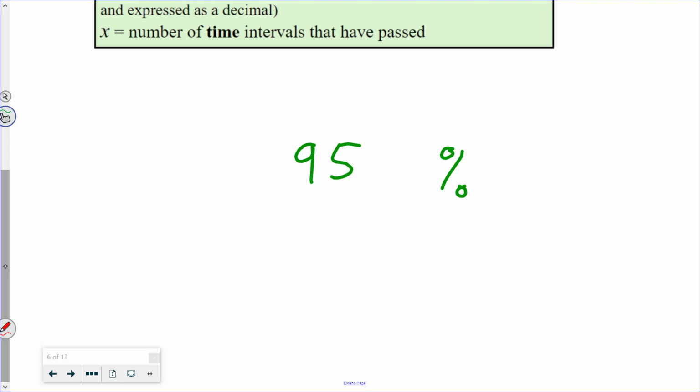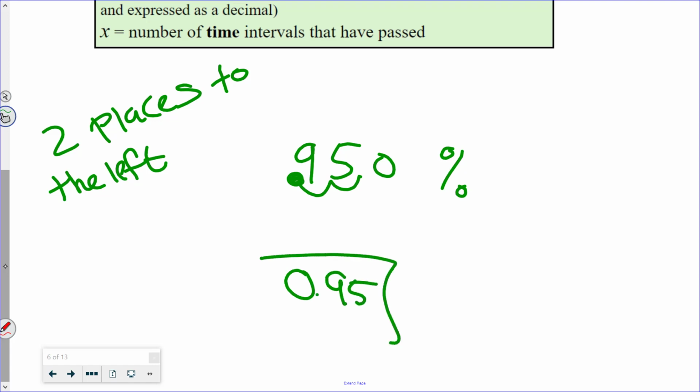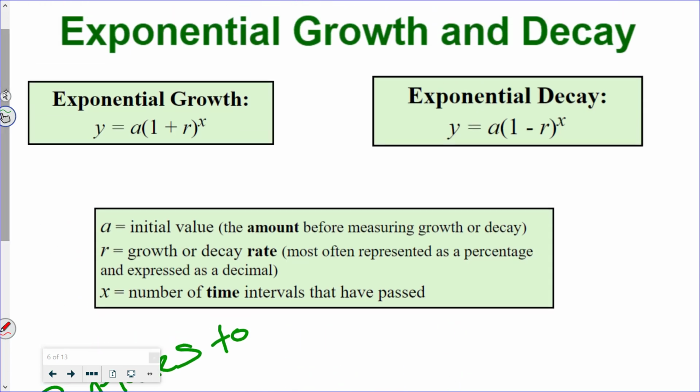Exactly. There is a decimal point here. 95 is the same as 95.0. Do you all agree? The decimal place is right there. To write this as a decimal, move it 2 places to the left. After we move it 2 places to the left, the decimal point is right here now, making this 0.95. So you have to take your percentage, rewrite it as a decimal before you could use these formulas. Is that clear? All right.